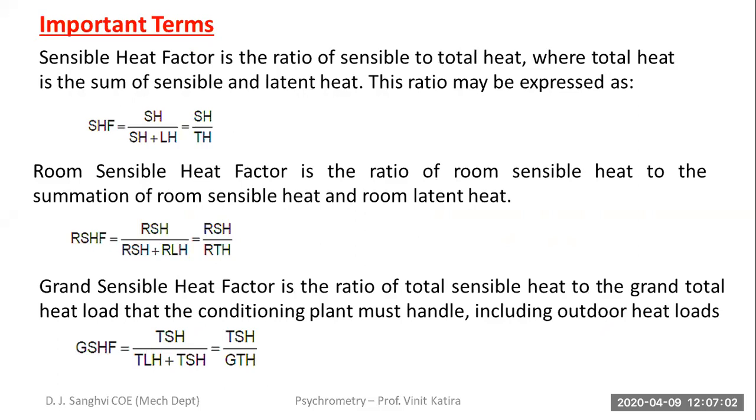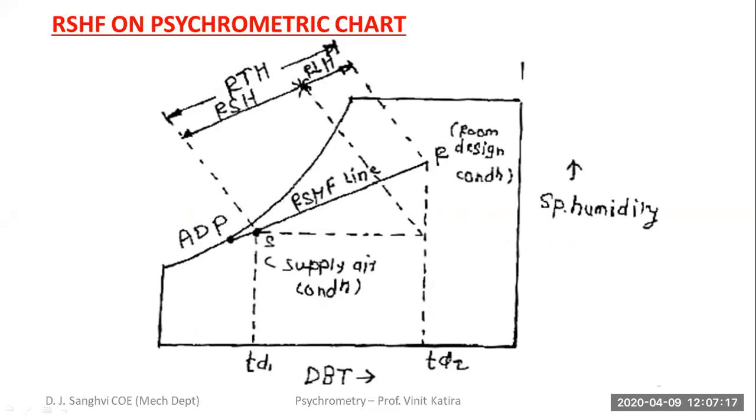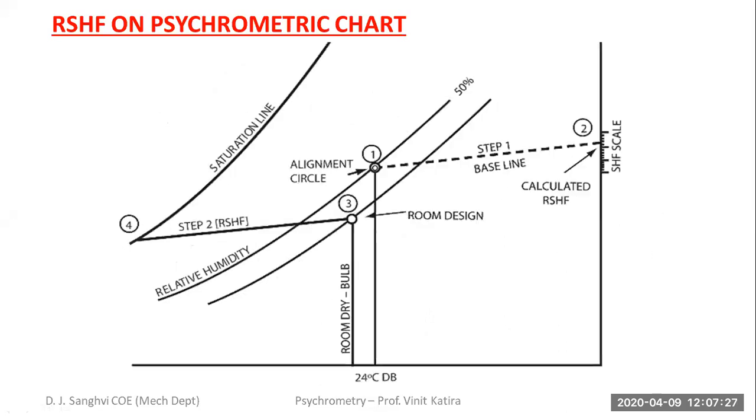These are terms that you need to be very much sure of before you proceed for the numericals. That is the sensible heat factor, room sensible heat factor, the grand sensible heat factor, and the corresponding lines, how to plot them on a psychrometric chart. Okay, so RSHF line will always pass through the room design condition because it represents the cooling and dehumidification process at the room design condition.